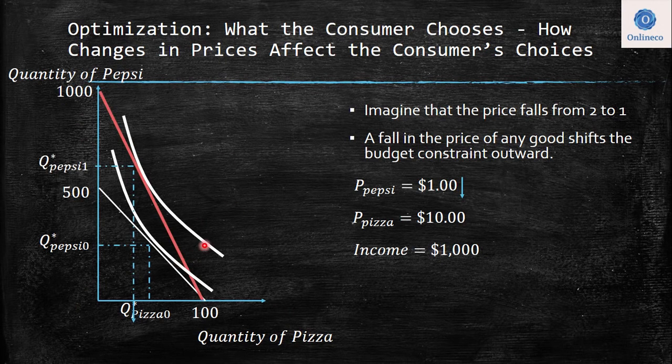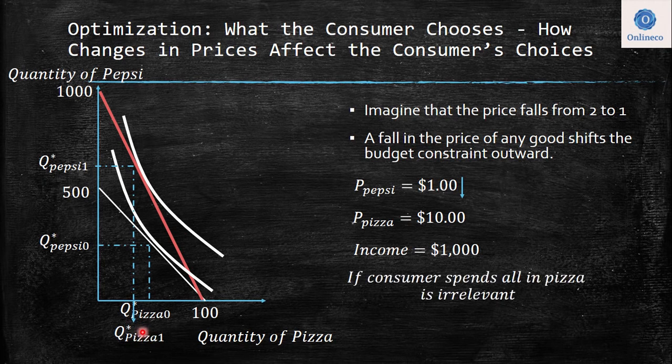Naturally, you will reach a higher indifference curve. You will be better off, and this should be the consumption of Pepsi. Okay? And this one should be the consumption of pizza. As you can notice here, your consumption of pizza decreases, right? Then, just in the case that the consumer spends all on pizza, the change is irrelevant, because both situations are exactly the same, because the change of the price was in the Pepsi good.